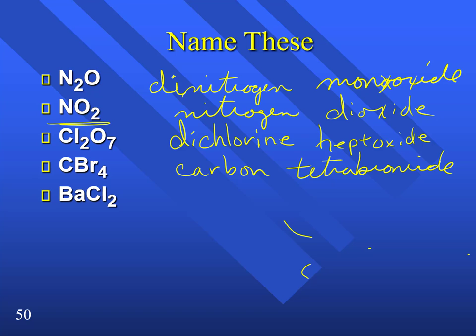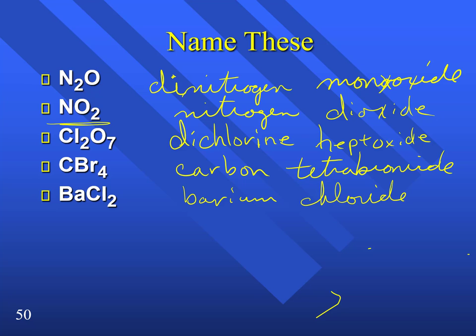BaCl2. So, of course, BaCl2 is barium chloride. No dye. It's barium chloride. Because we skipped step number 1. What is barium? Barium's a metal. Metals, we don't need prefixes, so we can't use them.